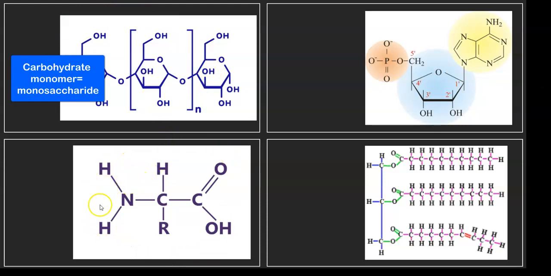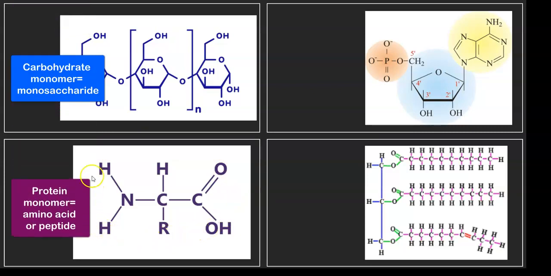Next, let's go down here. So here we're looking at 1 unit or a monomer of a protein. Now this monomer is called an amino acid. So 1 unit of a protein polymer is an amino acid. This is also called a peptide. So you can hear one or the other, amino acid or peptide. They're both talking about the monomer of a protein.